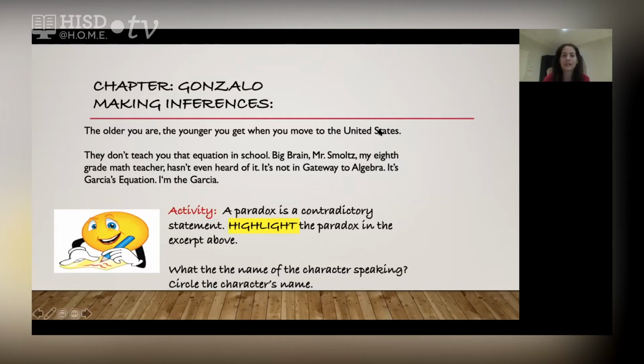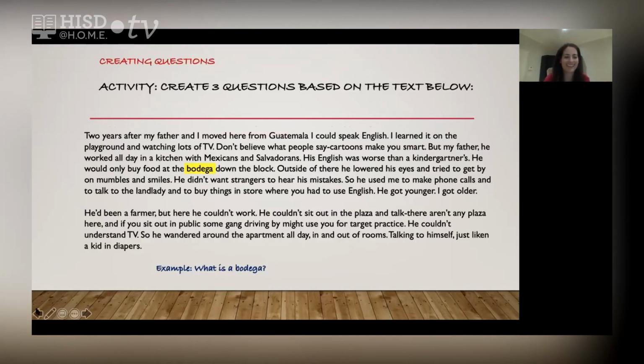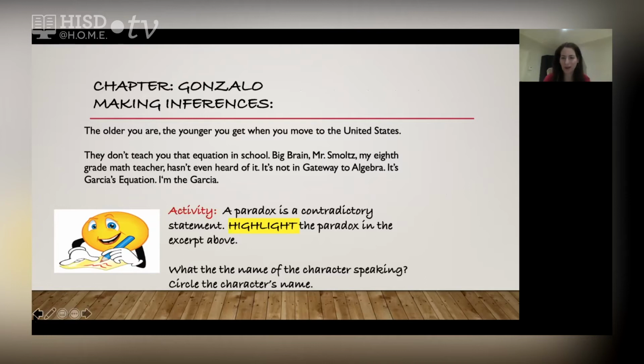So if you guessed this, the older you are, the younger you get when you move to the United States. That's a contradiction. This idea of aging somehow making you younger. That's a contradictory thought. So if you thought the first sentence was the paradox, you are correct. Nice work.